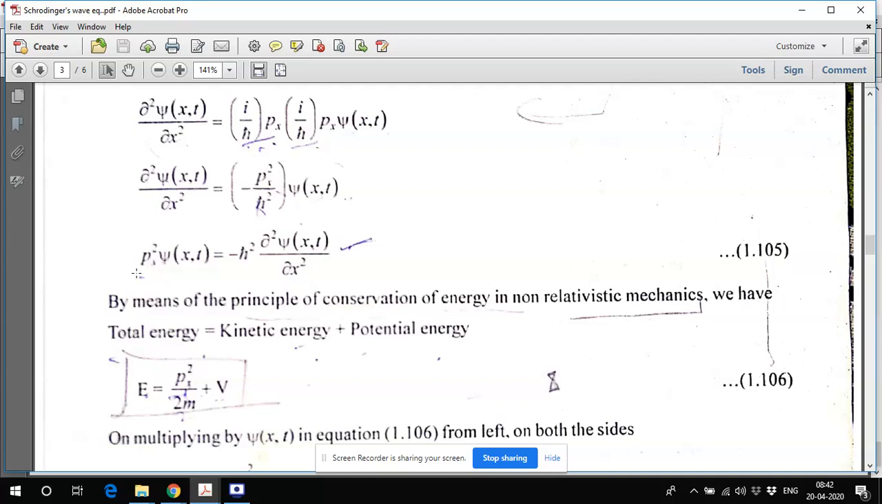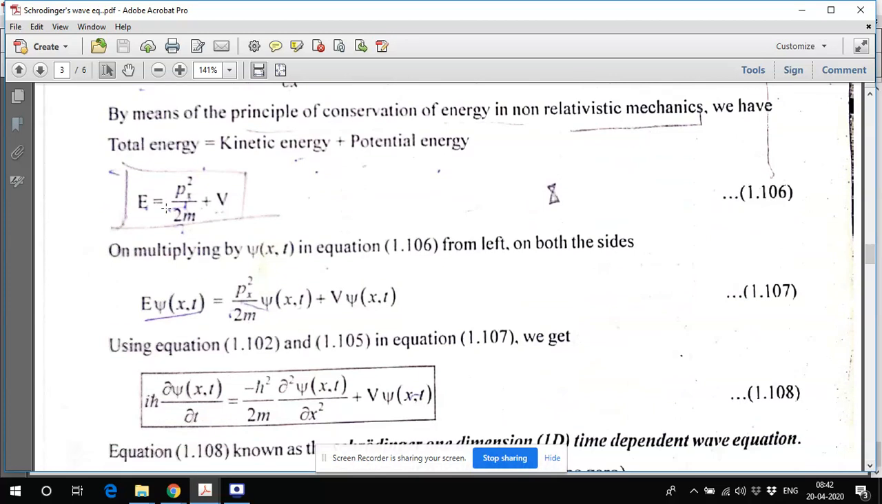Why did we do that? Because we know that energy is equal to p squared by 2m. However, we also target the potential energy, because p squared by 2m is the formula for kinetic energy. From your 12th class knowledge, p squared by 2m is equal to the kinetic energy. The total energy E is the kinetic energy plus potential energy. So we can write E equal to p squared by 2m plus V. Now we can multiply this equation with ψ. I am targeting one dimension, so Eψ(x,t), this part ψ(x,t), this part ψ(x,t).